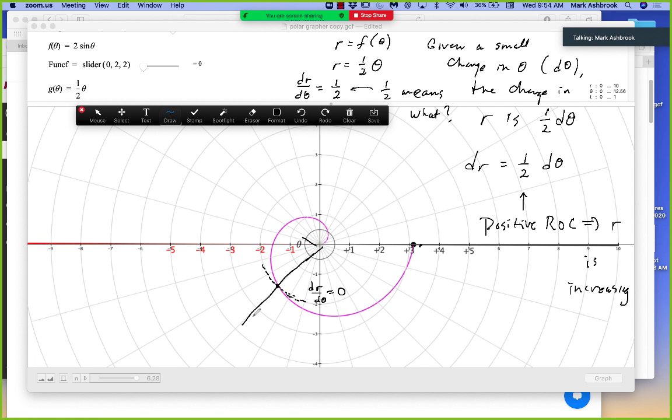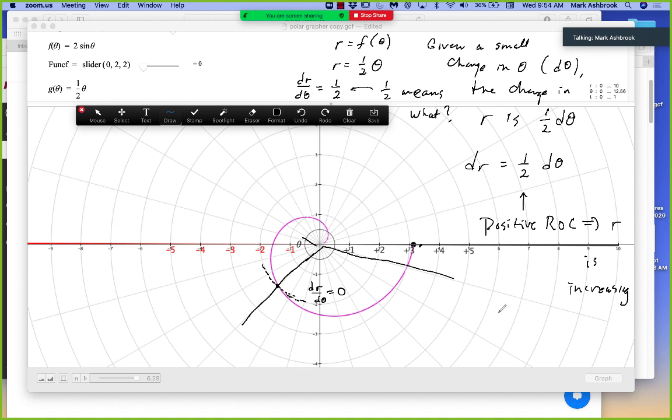Okay, so does this make sense? All right, let's practice. So this has a constant rate of change of 1/2, which means we could do what we just did for any angle. Do it for this one, say.